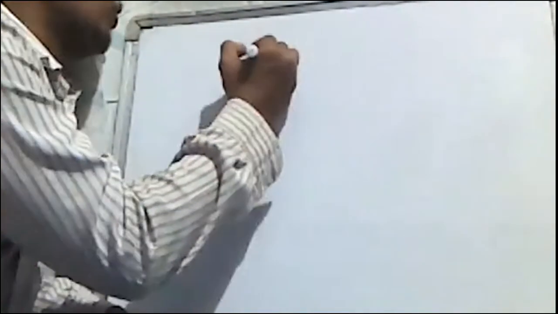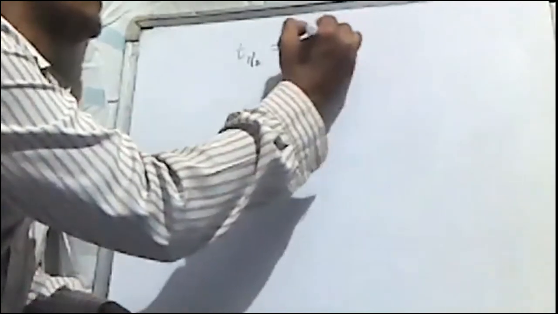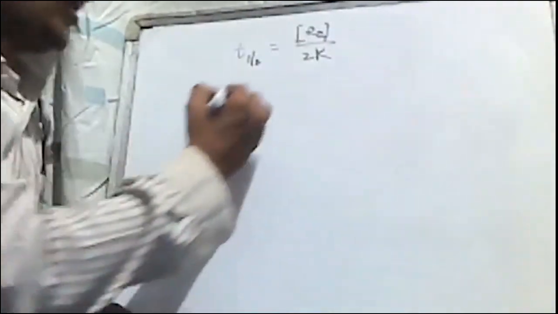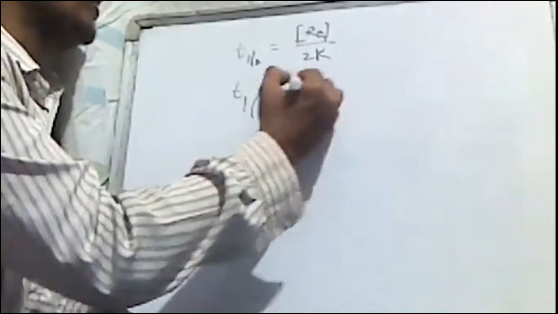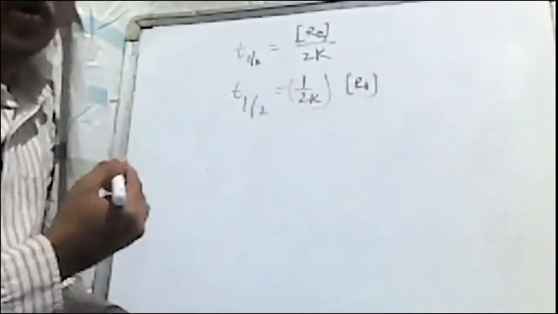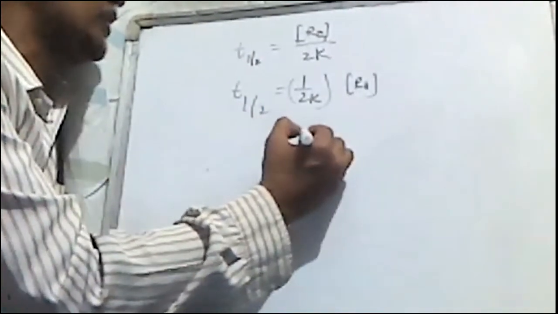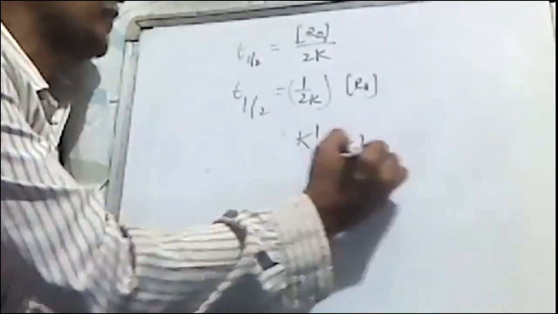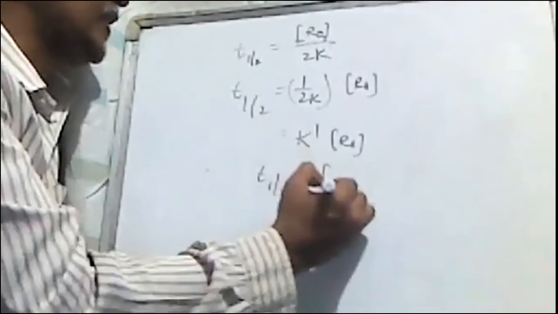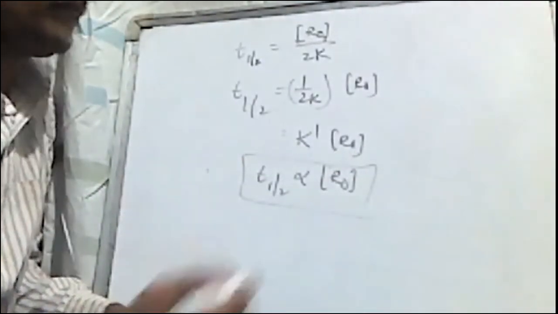Now let us move to the third plot. Just now we have seen the half-life of a zero order reaction. What is the expression? Half-life of a zero order reaction is t1/2 = R0/2k. Now, if I write it like this, (1/2k) into R0, here k is a constant, 2 is also constant. Then I replace them with a new constant, k dash, into R0. If I remove this k dash, then what will happen? t1/2 is directly proportional to the initial concentration of reactant.